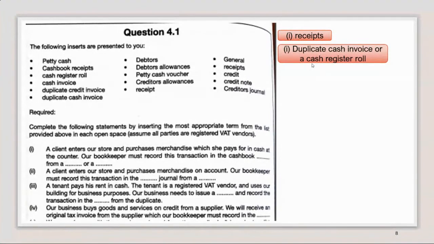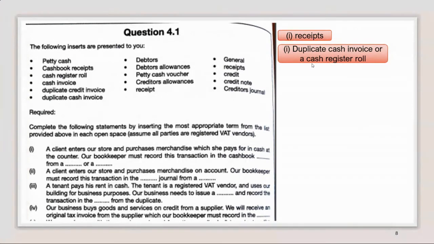Okay, let's look at number 2. A client enters our store and purchases merchandise on account. If I buy something on account, what does that mean? Let me just repeat that. If we buy something on account, what? Okay, someone's mic is on. Do you want to answer the question, please? Okay, Zandile says you buy it on credit. That is absolutely correct. Now let's read further.